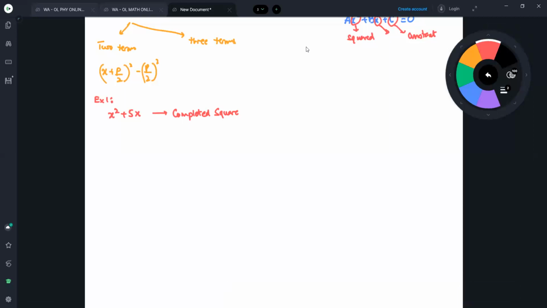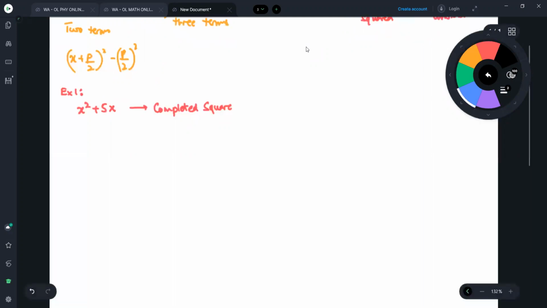The first identity: a plus b whole square equals a square plus 2ab plus b square. Then we have a minus b whole square, which is a square minus 2ab plus b square. And the third identity is a square minus b square, that is equal to a plus b and a minus b. So we'll talk about all of this later. For now, all you have to do is to learn this.